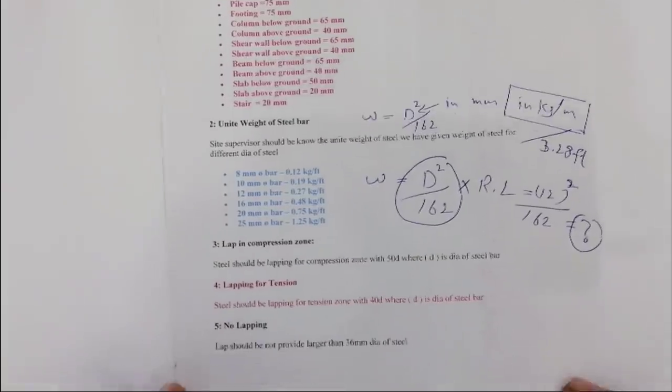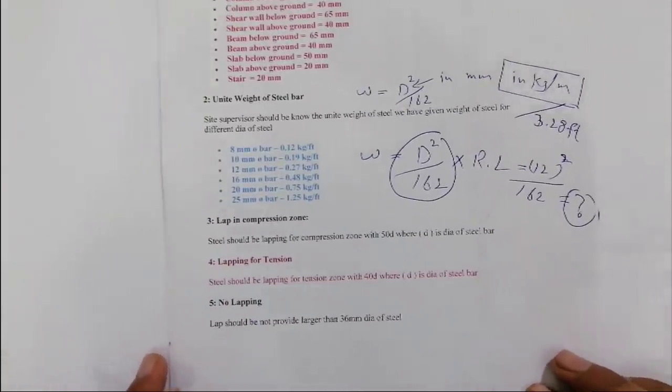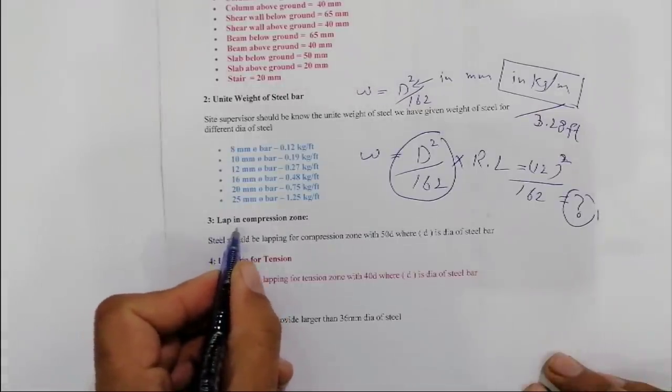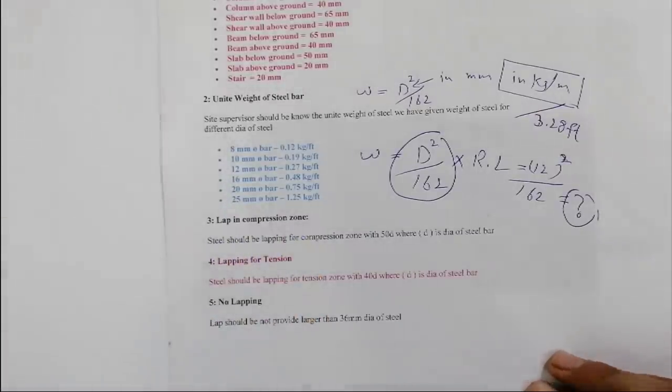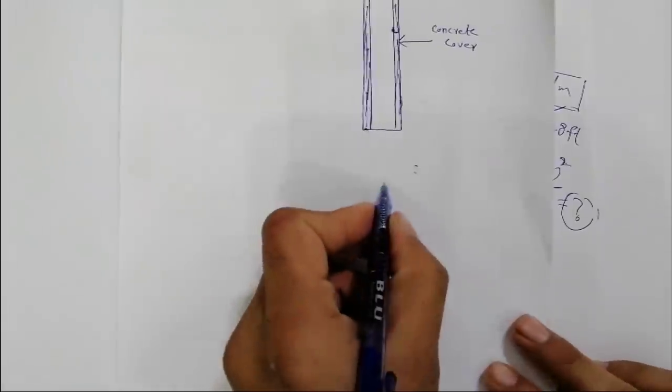Now we have the third one, lap length in compression zone. Compression zone means lap length in a column, and in tension we can say for a beam, but in compression it's for a column, right? So what should be the lapping length? This is called lapping length. Let me focus the camera, sorry for this.